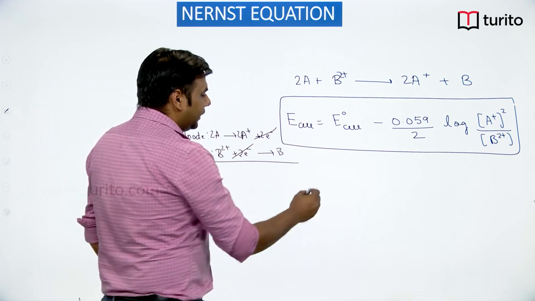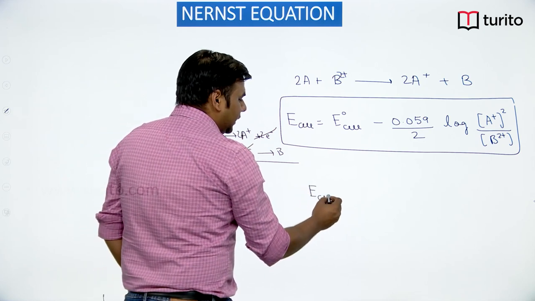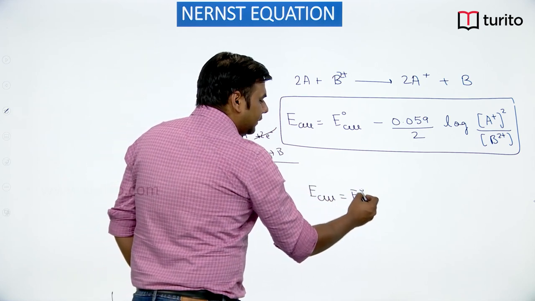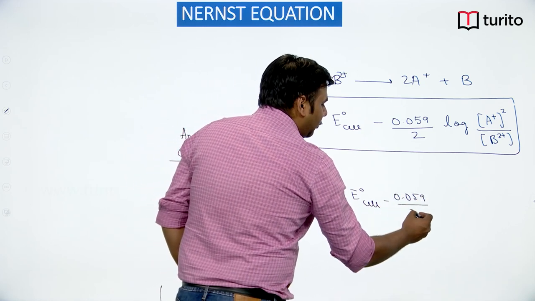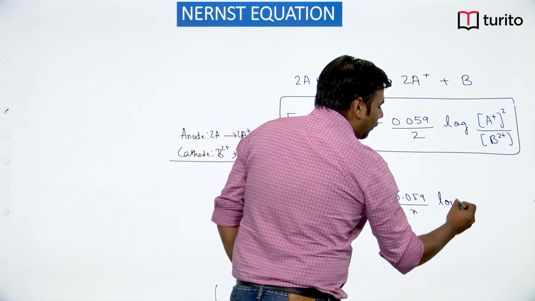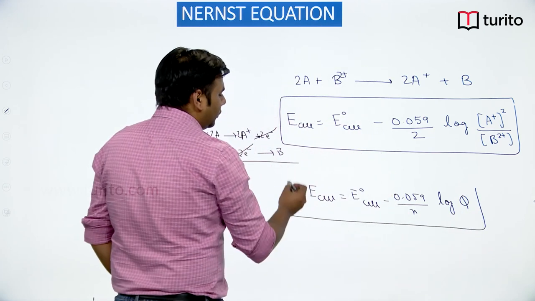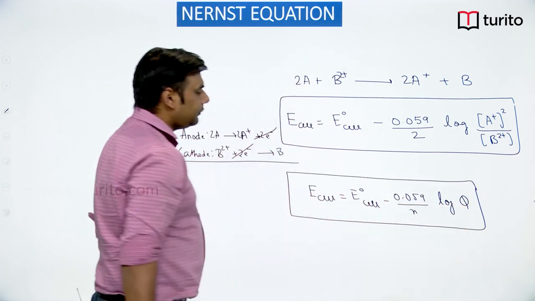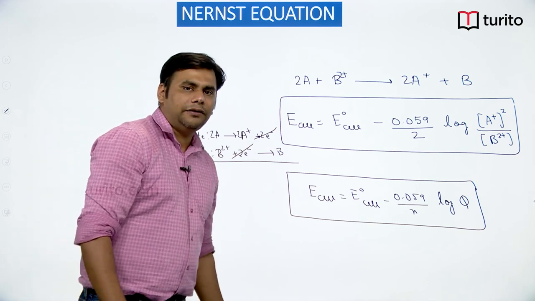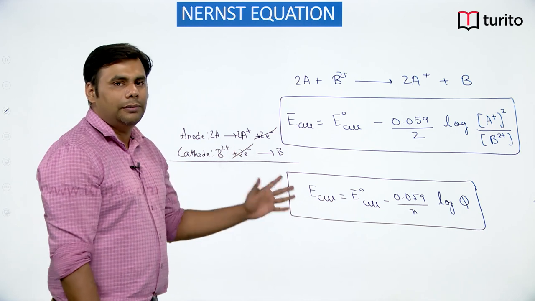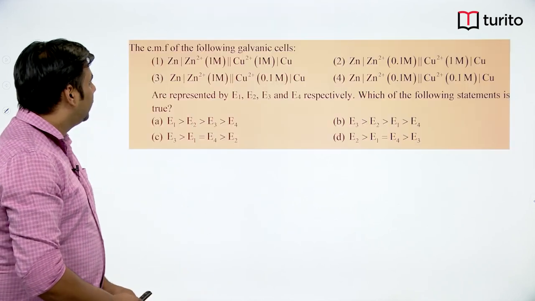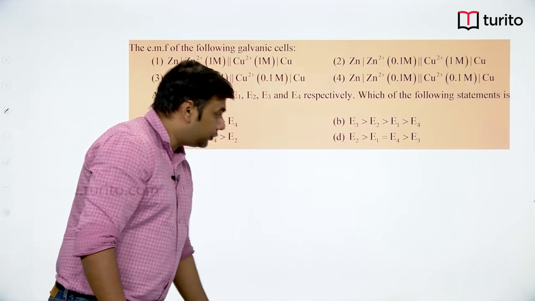So the Nernst equation is basically E cell equals E naught cell minus 0.0591 upon n into log of the reaction quotient. This is the formula which we derived in the previous lecture. You just have to remember this formula, as most of the questions will be based on it. Let us look at the question over here.